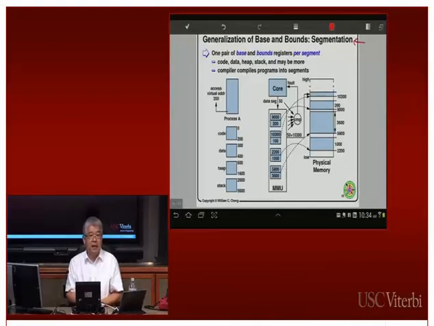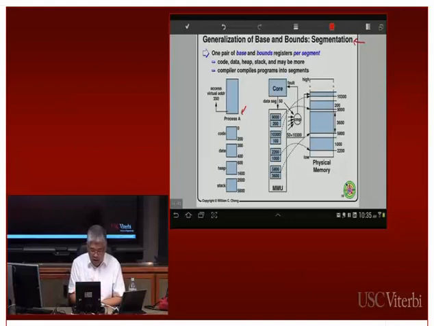Segmentation is basically the same idea as the base and bound register, except that you have multiple segments now, and every segment gets a pair of base and bound registers. So if you have one process, you're going to have 4 pairs of base and bound registers: one for the text segment, one for the data segment, one for the heap segment, and one for the stack segment. How many segments you can have depends on your CPU architecture. Every different segment gets a different pair of base and bound registers.